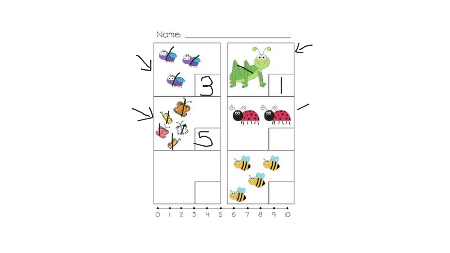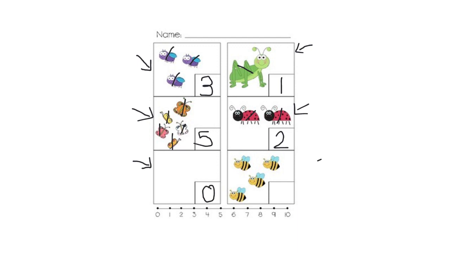Let's count the ladybugs. 1, 2. Here we go. I can write number 2. Now, let's take a look at this box. Do you see any bugs in this box? No. So, if there are no items, no objects in this box, that means I have 0 objects in this box, and this is number 0.